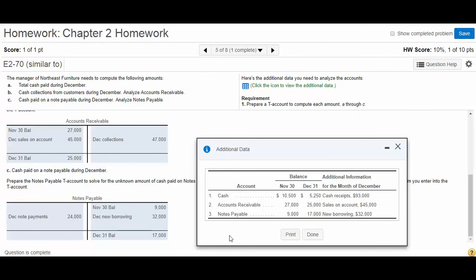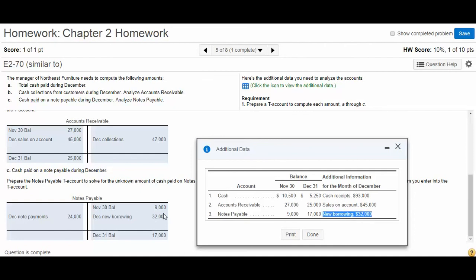So again, just drop it in there. You start with 9,000. There's the 9,000. You end up with 17. You drop in the 17. So now you have two of your four components. And then it's saying, by the way, you had $32,000 in new borrowing. Well, new borrowing means you owe more because you're borrowing more money. How does a note payable, which is a liability, go up? Well, it goes up with a credit, and you have new borrowing, so there you have it on the right-hand side.